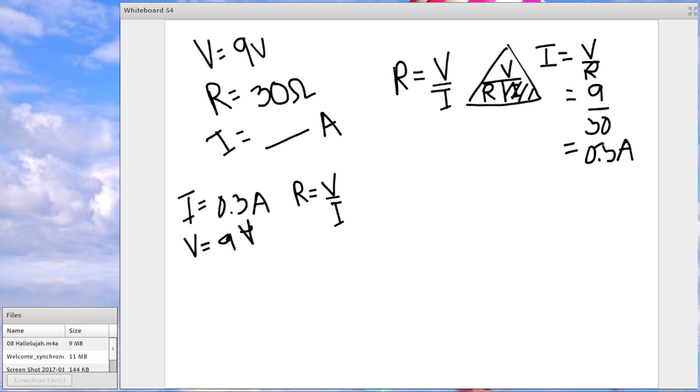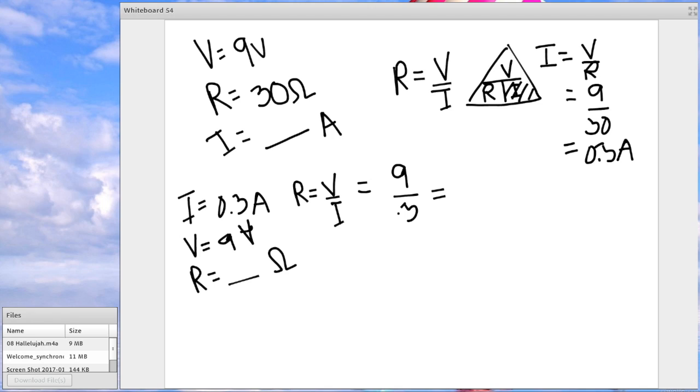Since we're looking for R, we don't have to put anything in the triangle. We're just going to do 9 divided by 0.3. And here we go, 30.